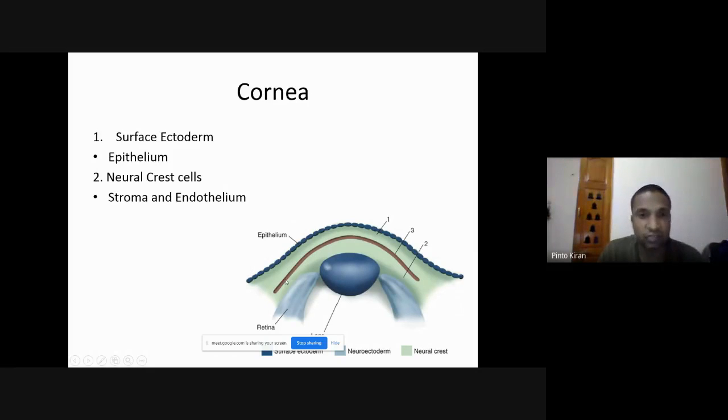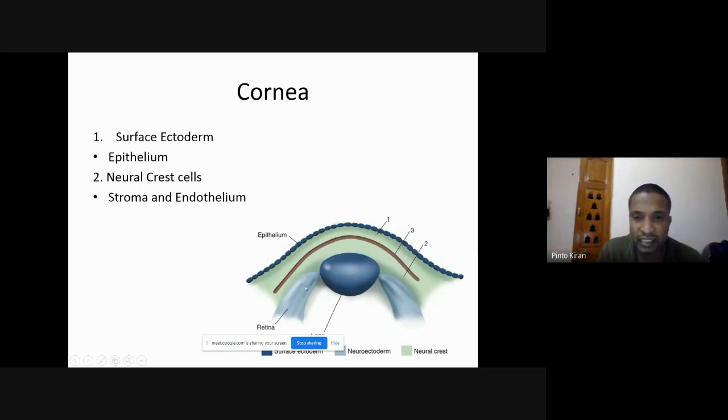Also, the trabecular meshwork arises from the neural crest cells. Especially in ophthalmology, there is a syndrome called anterior segment dysgenesis, also known as Axenfeld-Rieger anomaly. This anomaly occurs due to an abnormality in the migration of the neural crest cells.